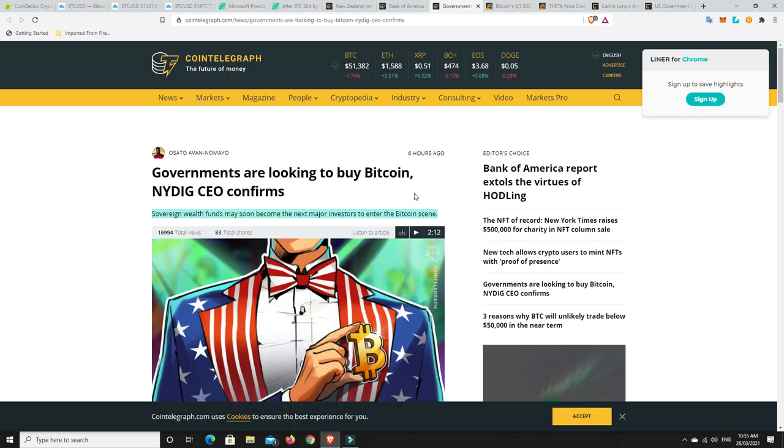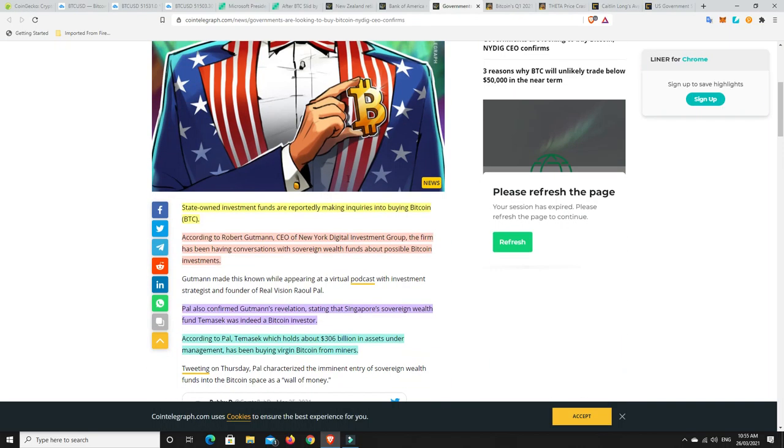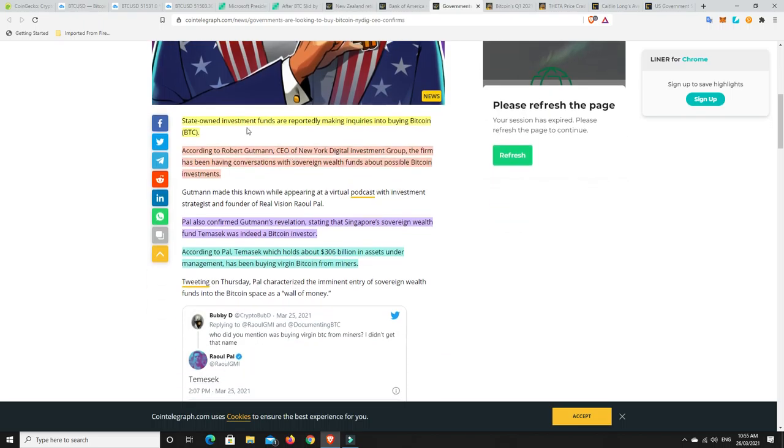Sovereign wealth funds may soon become the next major investment to enter the Bitcoin scene. I think they already are. State-owned investment funds are reportedly making inquiries into buying Bitcoin. According to Robert Gutman, CEO of New York Digital Investment Group, or NYDIG, the firm has been having conversations with sovereign wealth funds about possible Bitcoin investments.